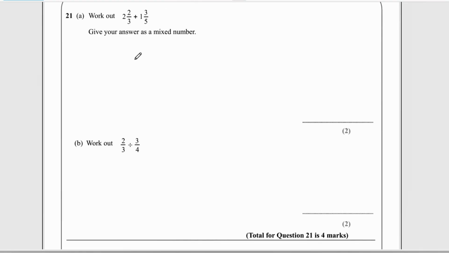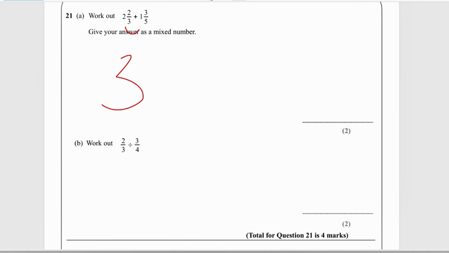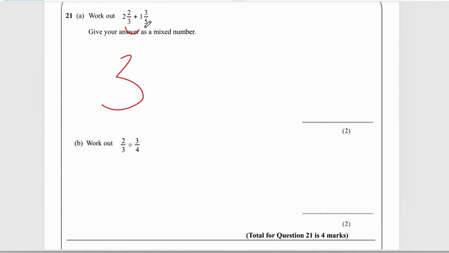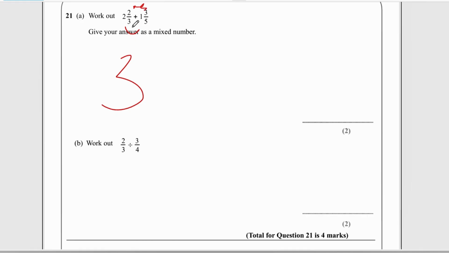Okay, we go to this question. 2 2/3 plus 1 3/5, give your answer as a mixed number. So we're familiar with these. Add the whole numbers. 2 plus 1 is 3 whole numbers. Then make the denominators the same. In this case, you want to make them 15. So 3 times 5 is 15. So you do times 5 on top and bottom. So that's 10 over 15.